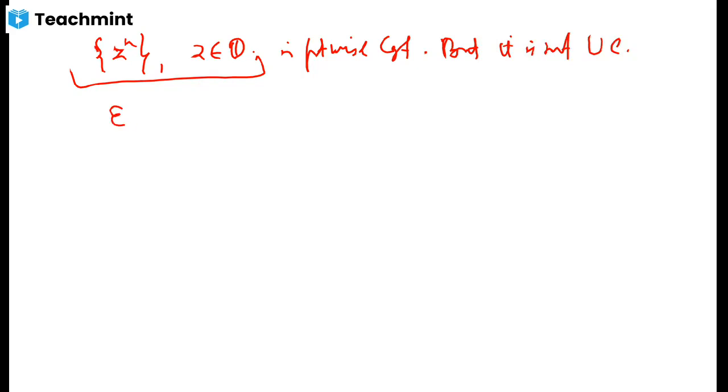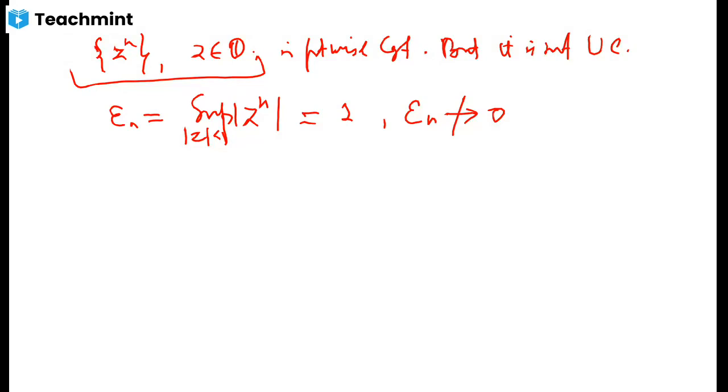You take epsilon n to be the supremum. You just write supremum. That is a better thing. Supremum over |z| less than 1 of |z|^n. But the maximum of this thing is 1 here. So in case of this estimate, you will never have this, since it is 1 and it never goes to 0, whatever n you take.